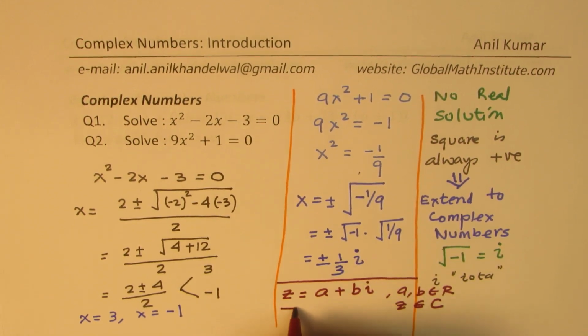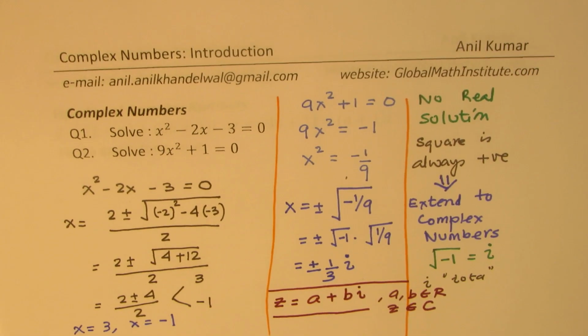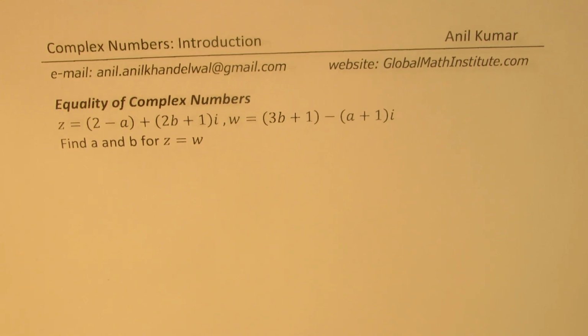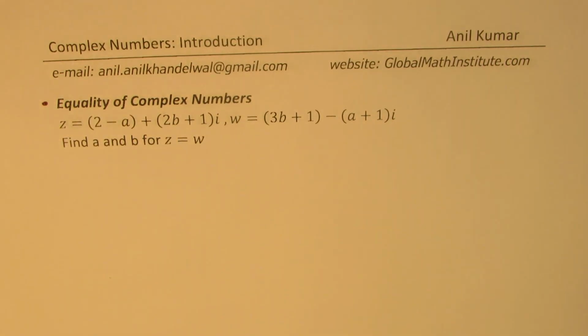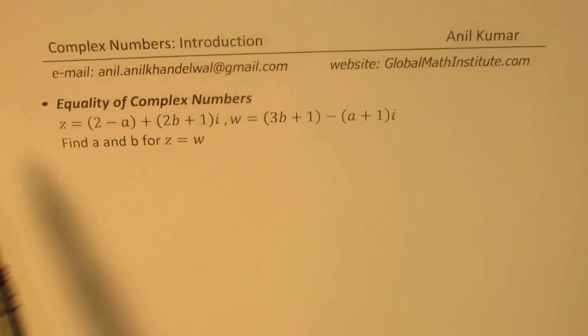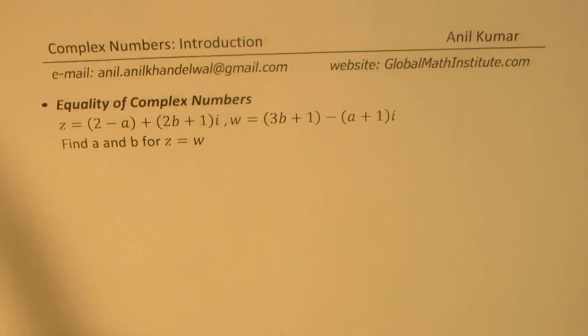So that is a short introduction to our complex numbers. And now you understand that iota is the square root of negative 1, and that helps us to solve such equations also. Perfect. So let's move forward and explore more about these complex numbers. We'll take a few examples and also illustrate the properties. Now we'll talk about equality of complex numbers, right? In this example, we have two complex numbers, z and w. Normally we'll be writing complex numbers with letters like z, w, u, v, and such letters, right?